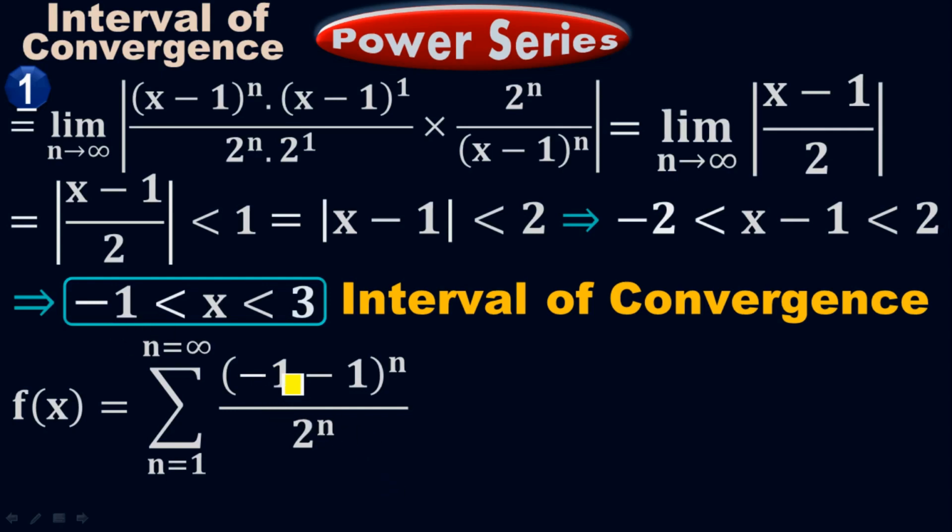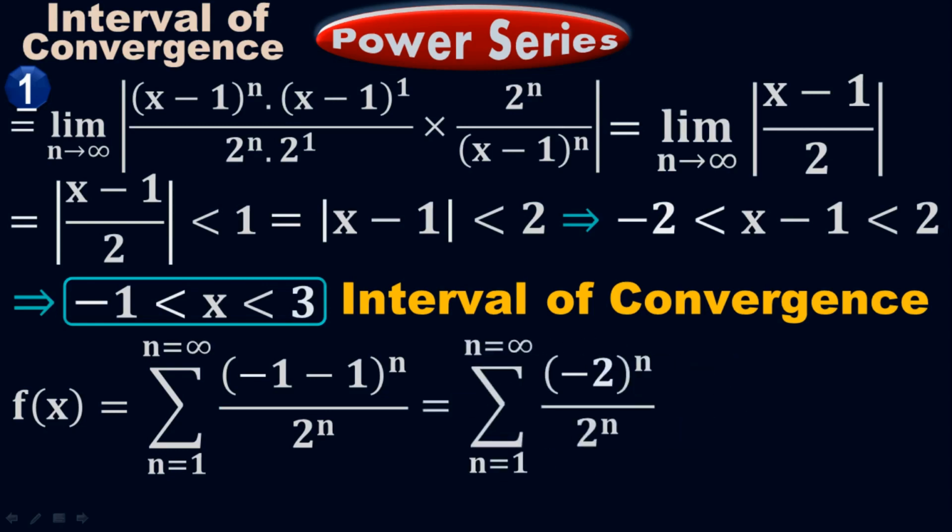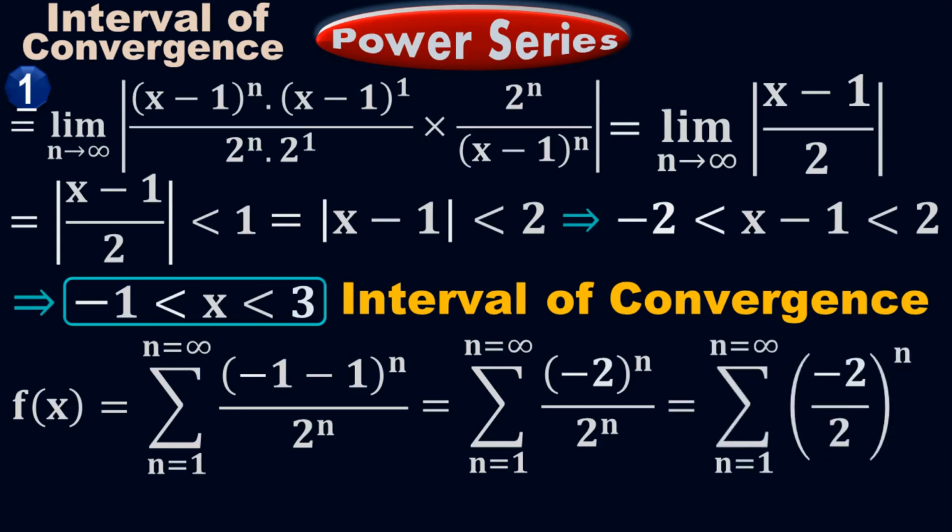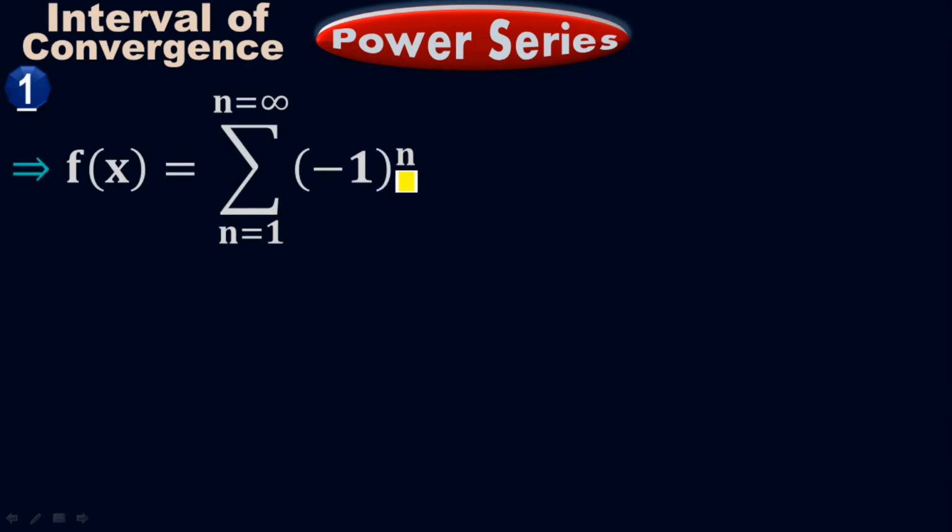So -1 minus 1 will be -2. I'm going to have the summation of (-2) to the n over 2 to the n, which can be written as (-2 over 2) to the whole n. Look, the power of -2 is n and the power of 2 is n. So I'm going to take n common here. I can write (-2) to the n over 2 to the n equals (-2 over 2) to the whole n. This 2 cancels with the 2, and I will be left only with the -1 inside the parentheses. I will be left with (-1) to the whole n. Therefore, I have (-1) to the whole n.